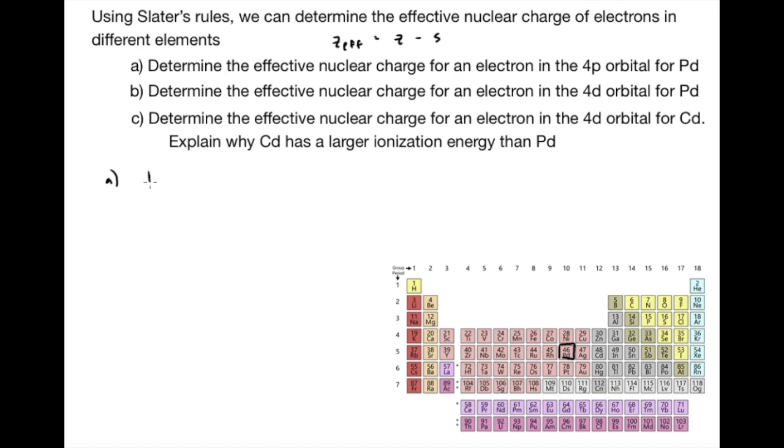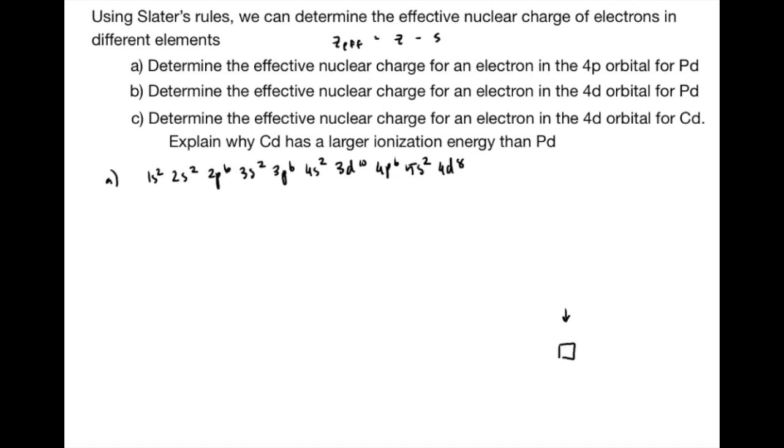So we have 1s2, 2s2, 2p6, 3s2, 3p6, 4s2, 3d10, 4p6, 5s2, and 4d8, because we have 8 valence electrons in the d orbital. And so now that we've written the electron configuration for palladium, we can then rearrange this so we know which electrons we need to use to determine the shielding constant.